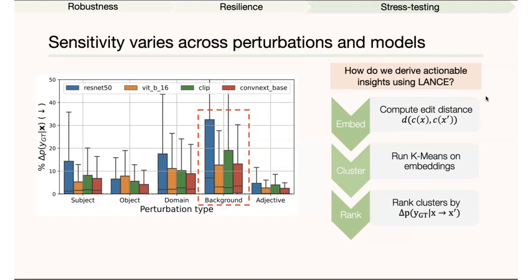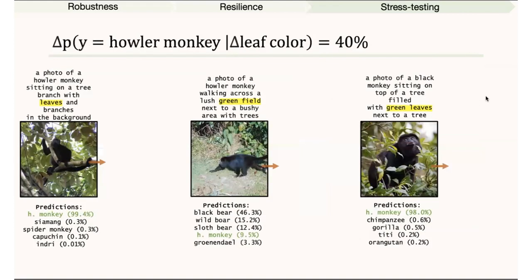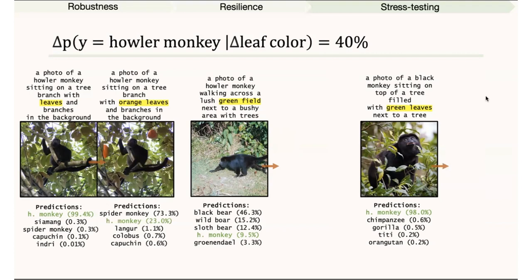So we try to find consistent edits that lead to a large variation in model performance. That's maybe better understood by an example. For a given class, like Howler Monkey, the highest average sensitivity is for a perturbation to leaf color. It's a 40% perturbation over a subset of images. If you were to go from leaves to orange leaves, you'll see that the model doesn't really do a very good job here.